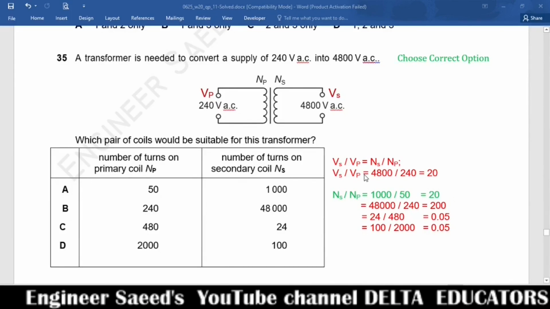Here the ratio between the voltage on the secondary side and primary side is 20, and also the ratio between the number of turns on the secondary side and primary side is equal to 20. So our correct option will be option A. In other cases, in B, if we divide 48,000 by 240, we get 200. In C, if we divide 24 by 480, we get 0.05. And when we divide 100 by 2000, we get 0.05. So the correct ratio we found only in option A. So the correct option will be option A.